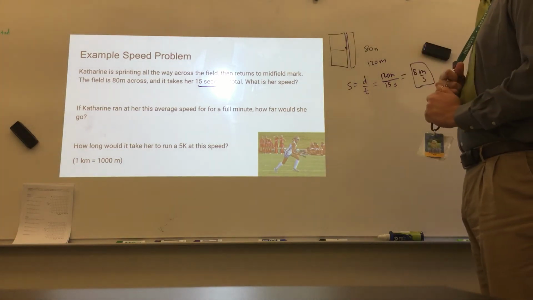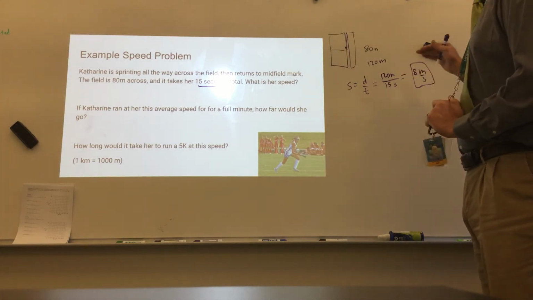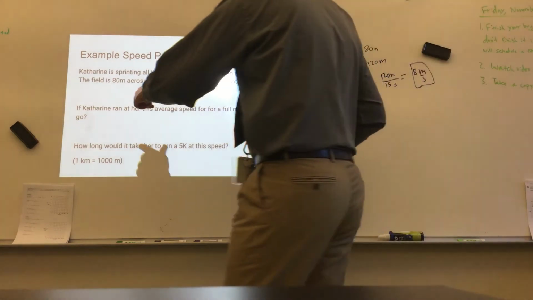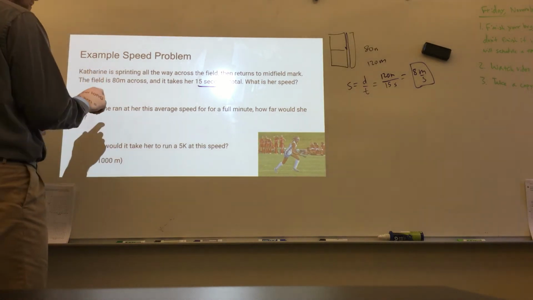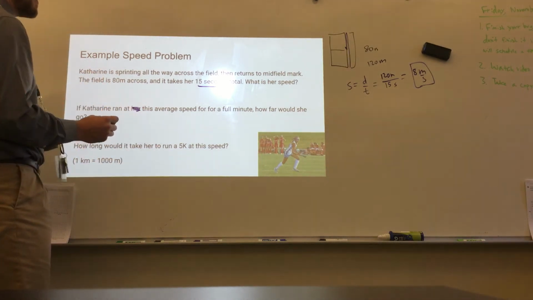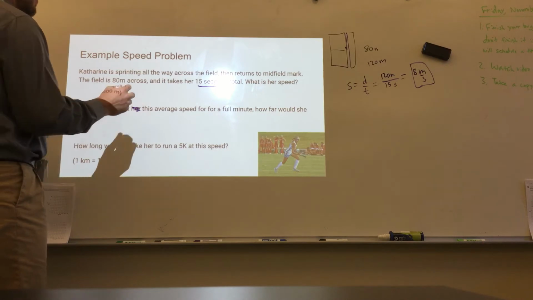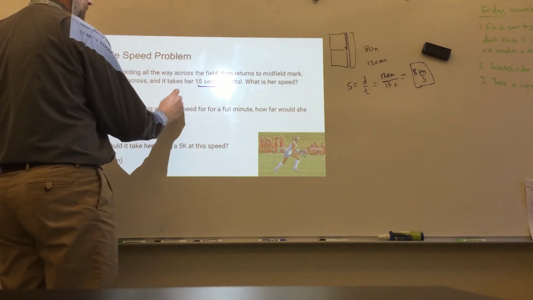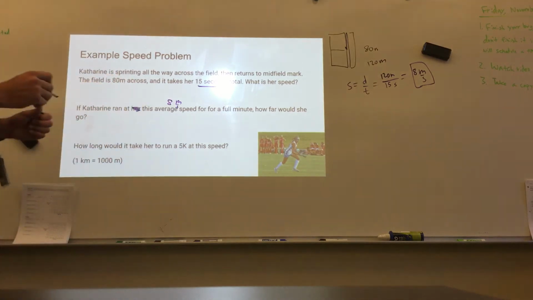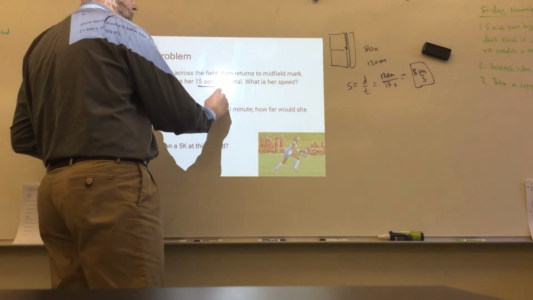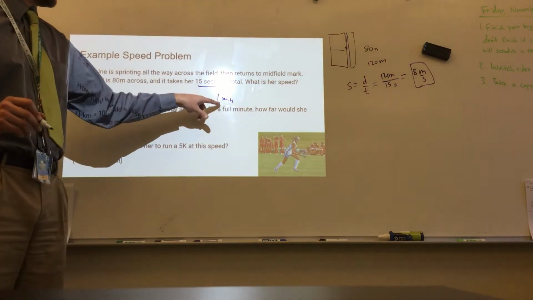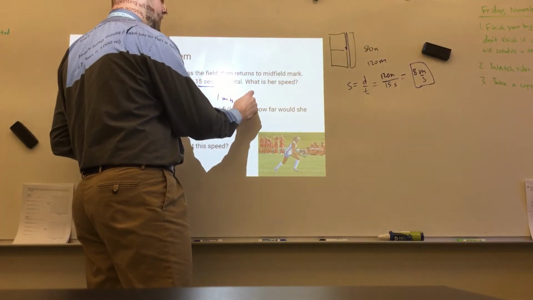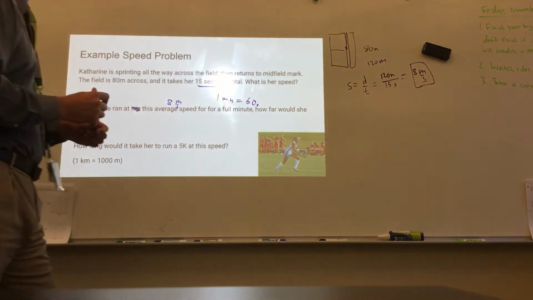Now, the second problem, you need to use some of the information from the first problem. It says Catherine ran at this average speed for a full minute. How far would she go? Well, you have to use that 8 meters per second is her average speed, and you've got a full minute for the time. One of the problems with this is you've got mixed units, seconds and minutes. Hopefully you all know that 1 minute is the same as 60 seconds.